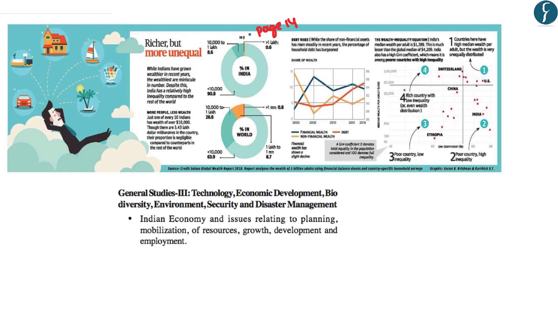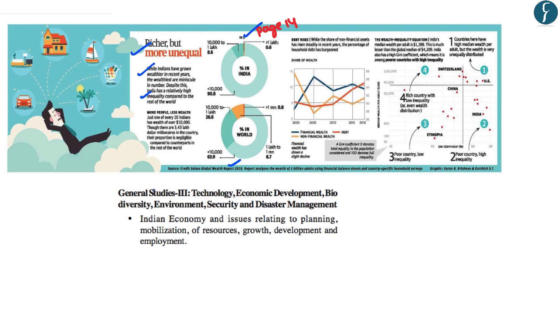Now this particular article appears on page number 14. The title of the article is Richer but More Unequal. Now this particular article is based upon the Global Wealth Report 2018, which highlights that while the Indians have grown wealthier in the recent years, the extent of inequality between the richer and poor Indians has comparatively increased.